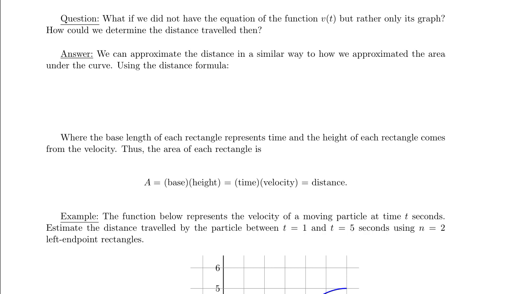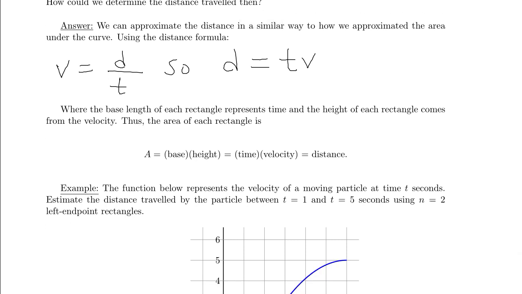So let's remind ourselves of the distance formula. Our distance formula tells us that velocity is equal to distance divided by time. So that's the same thing as saying that distance is actually equal to time times velocity. So let's think about this for a second here. The base length of each rectangle is going to represent time. If we were to graph velocity on the y-axis, we would have time on the x-axis. And so the x-axis, those little subintervals, that gives us the base length of a rectangle. So time is going to actually represent our base length of the rectangle.